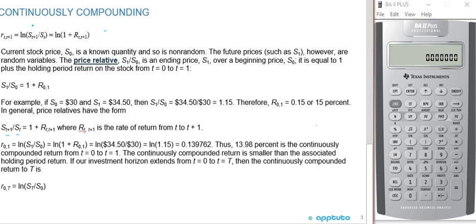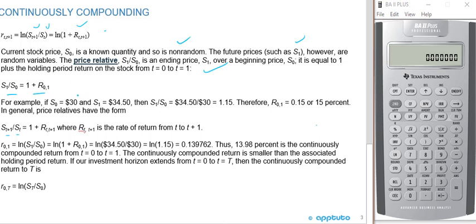So we have here the natural log of the ending price divided by the beginning price is the same as the natural log of 1 plus the holding period return. Our current stock price S0 is a known quantity and it's non-random. The future price, such as S1, is a random variable. So that's a price relative, S1 over S0. S1 is the ending price and the beginning price is S0, and it's equal to 1 plus the holding period return. Fine, so that's just what it's saying. Ending divided by beginning equals 1 plus the holding period return.